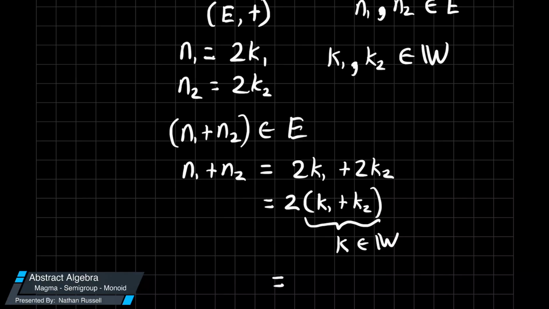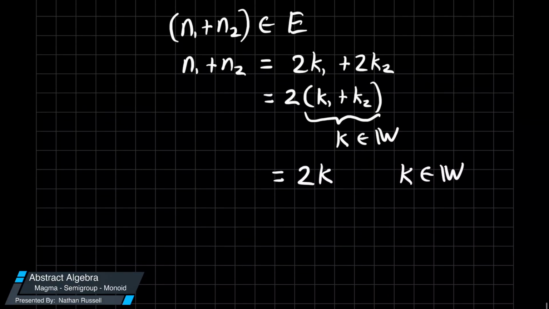So at this point, we know that we have 2 times k, where k is a whole number, and that must mean that this is even, because an even number is simply 2 times a whole number. So that means that 2k is in the set of even numbers, and that must mean that n1 plus n2 is in the set of even numbers.